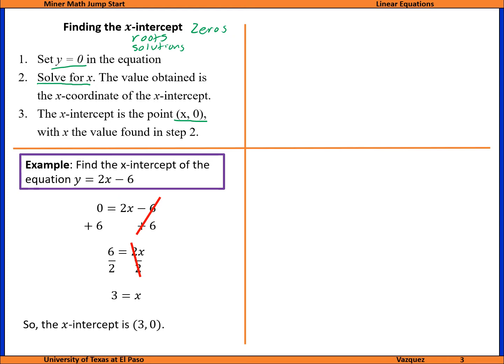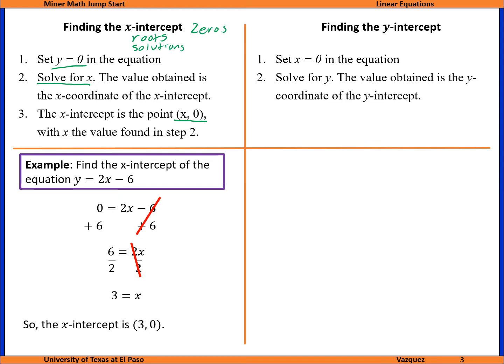Pretty straightforward. Reading the steps just by themselves is a bit too much information until you see an example, and it becomes much more straightforward. So now let's go over the y-intercept. How do we find the y-intercept? Pretty much the same steps, right? We're going to set x equal to 0 now in this equation instead of y, and then we're going to solve for y. And finally, just like the other third step, our y-intercept will be 0 comma y.